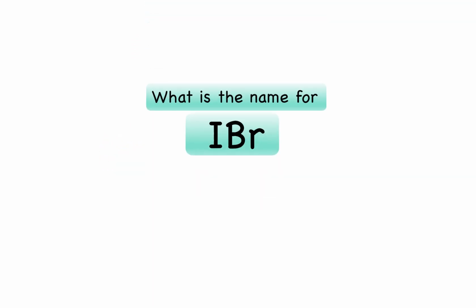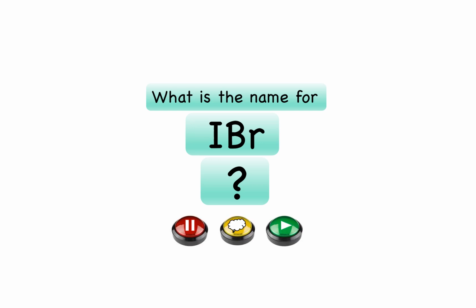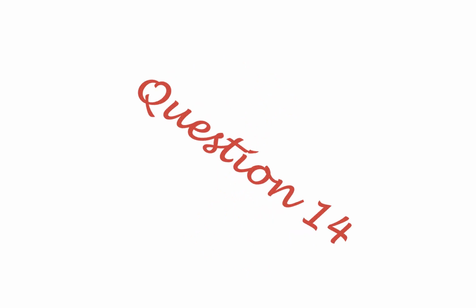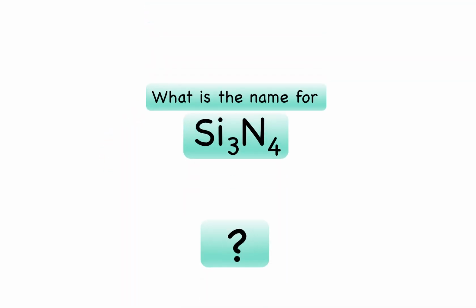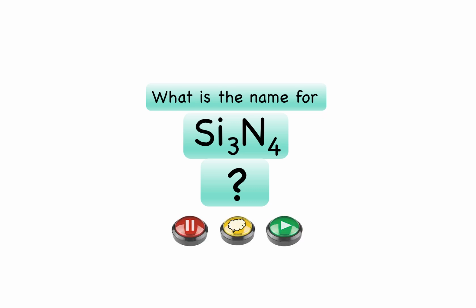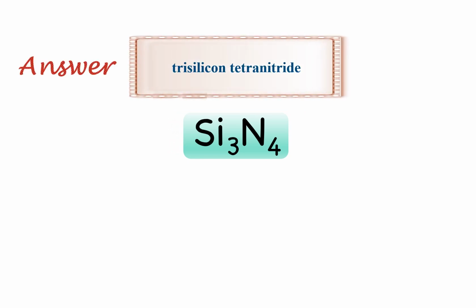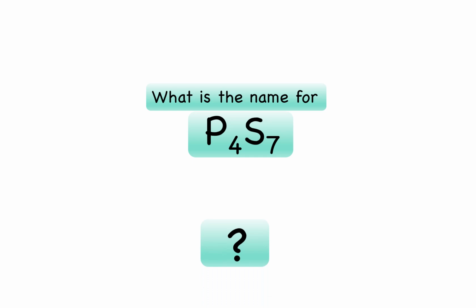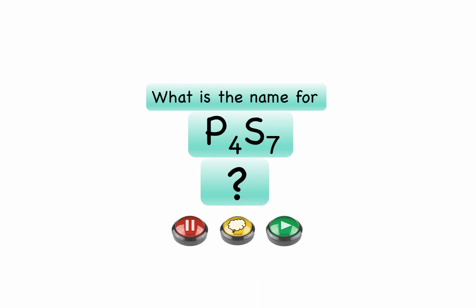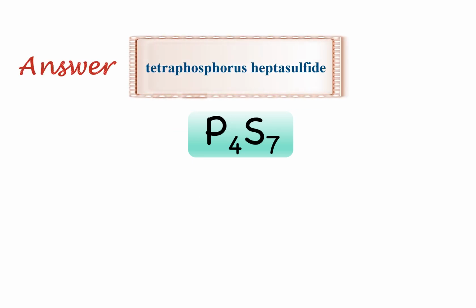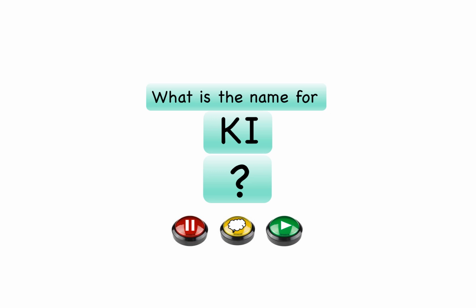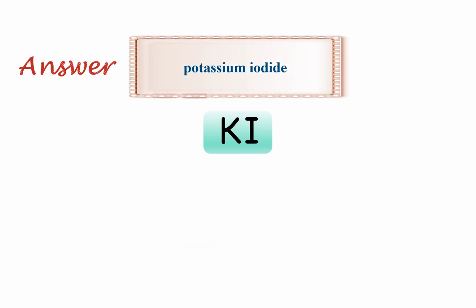Question 13. What is the name for IBr? Answer: iodine monobromide. Question 14. What is the name for Si3N4? Answer: trisilicon tetranitride. Question 15. What is the name for P4S7? Answer: tetraphosphorus heptasulfide. Question 16. What is the name for KI? Answer: potassium iodide.